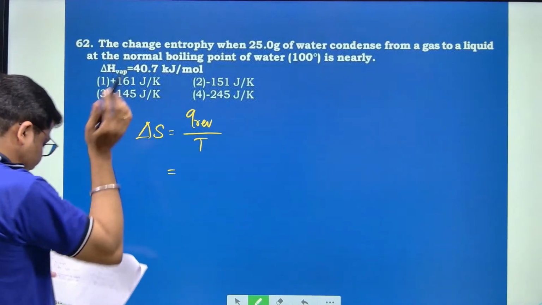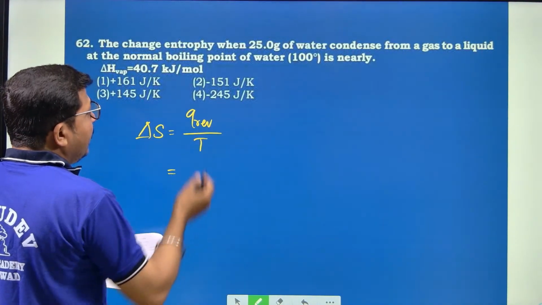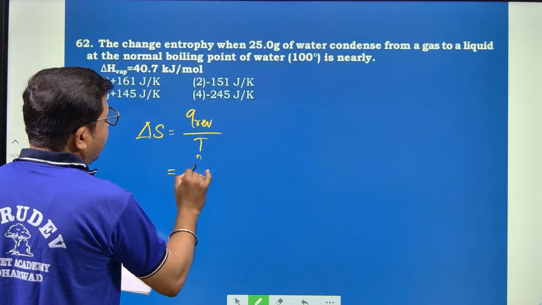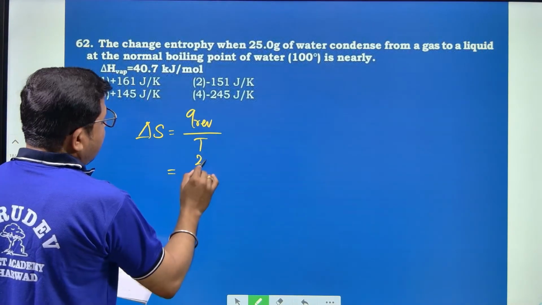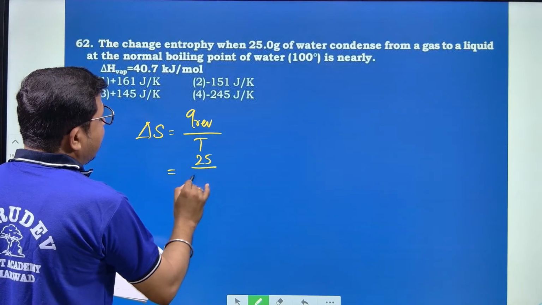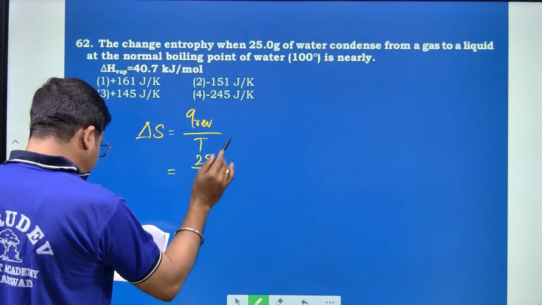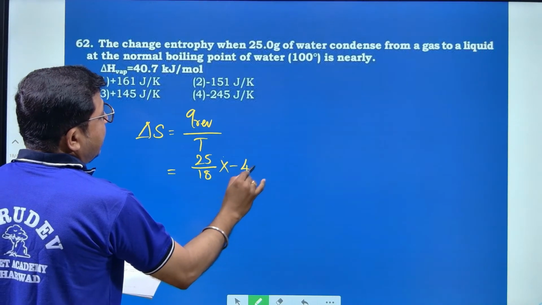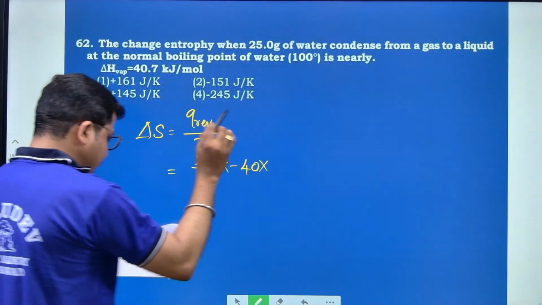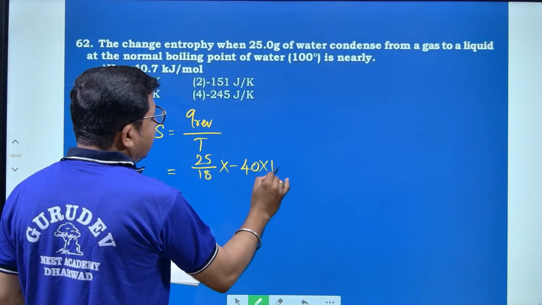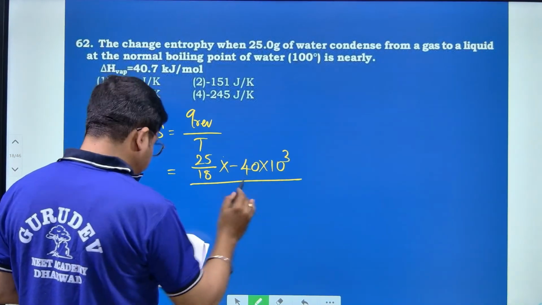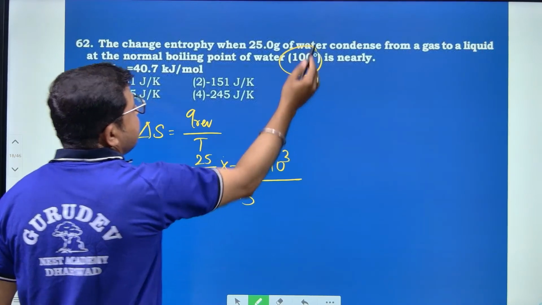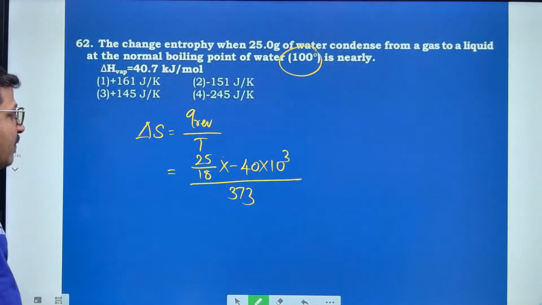And here they have given the mass of water as 25 gram and the molecular mass of water is 18 gram, multiplied by -40 into 10 to the power -3, divided by the temperature. They have given 373, because the temperature is 100 degrees Celsius, after converting into Kelvin.